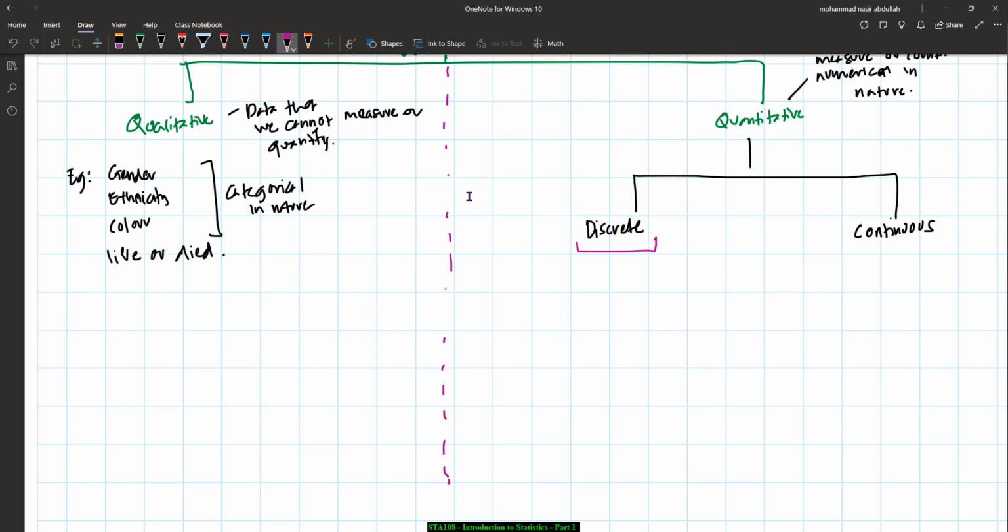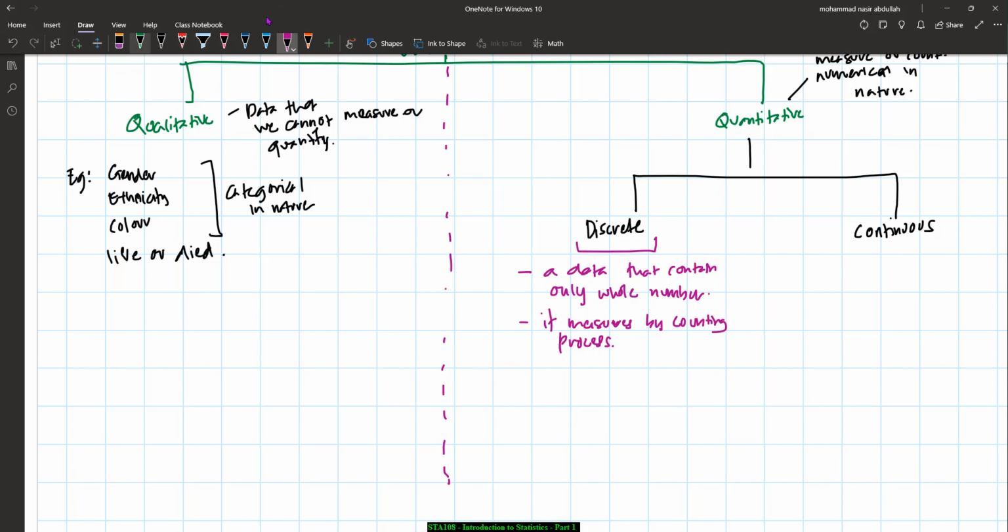So discrete means a data that contain only whole number. Right? We measure. It measures by counting. It measures by counting process. Right? So it measures by counting process.